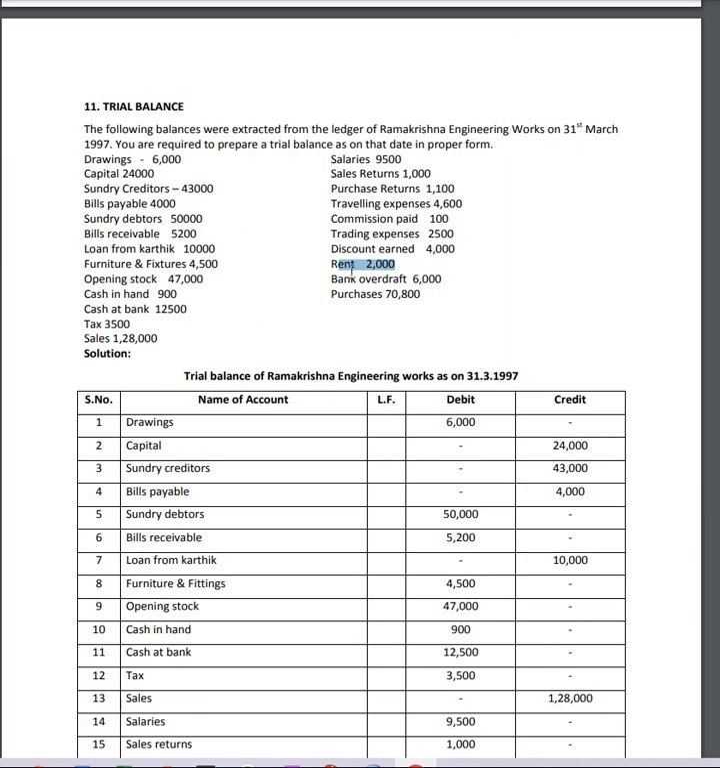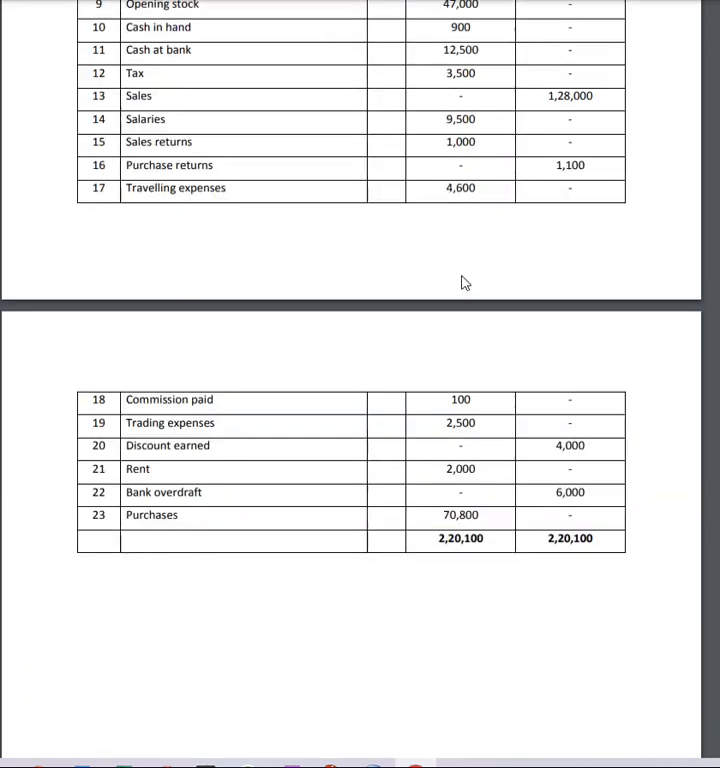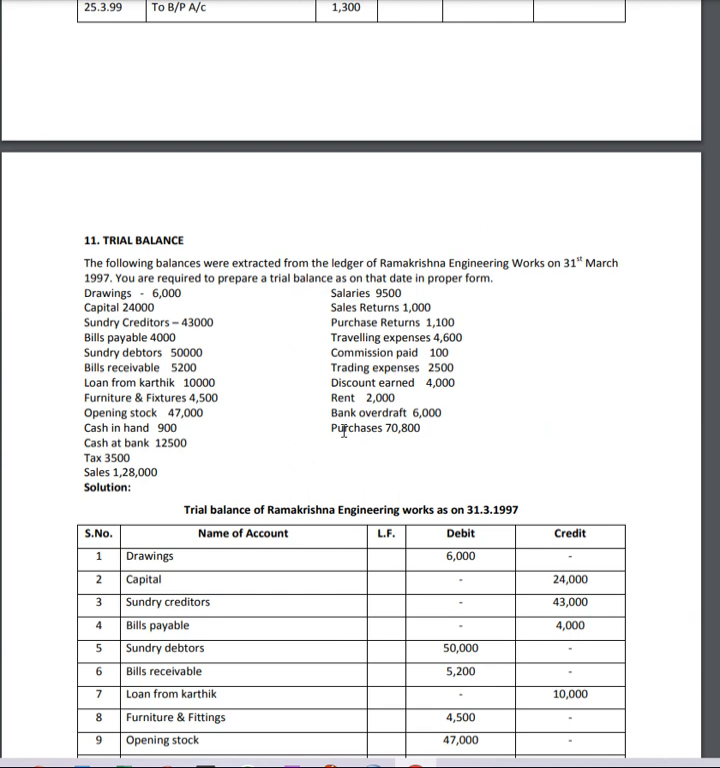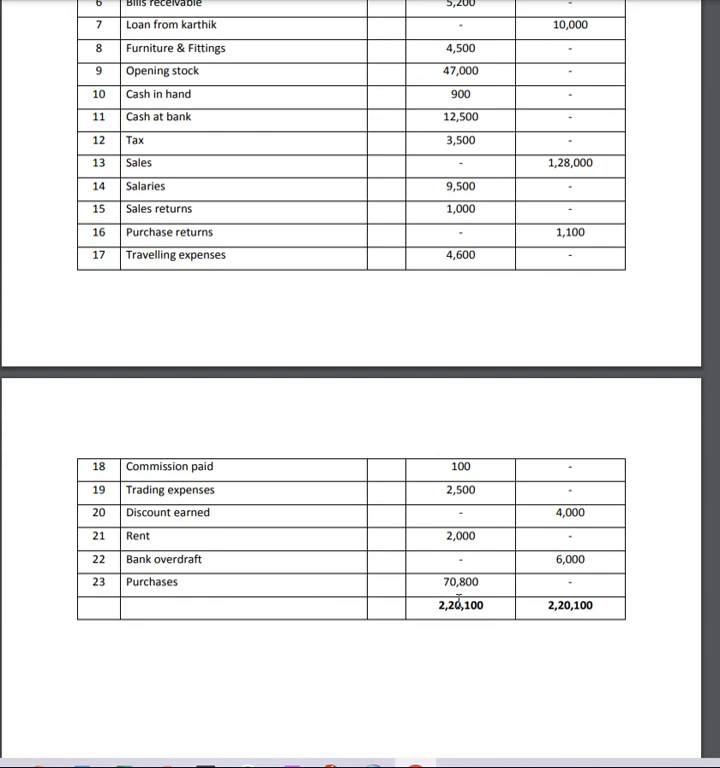Next, bank overdraft. Bank overdraft is a current liability, that is a form of liability where we are taking advances from the bank. There are loans or advances from the bank, that is a liability, so that should be credited. Purchases is an expense that should be debited. Sales is a revenue item that should be credited. So here purchases is debited.